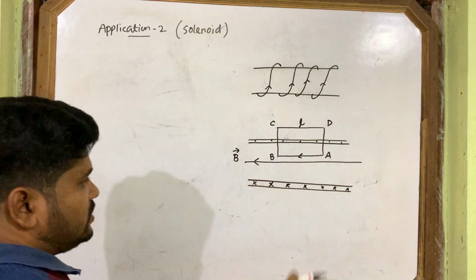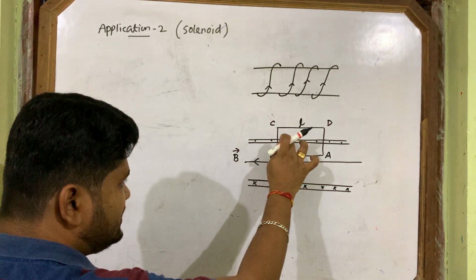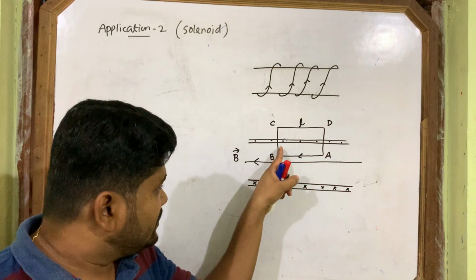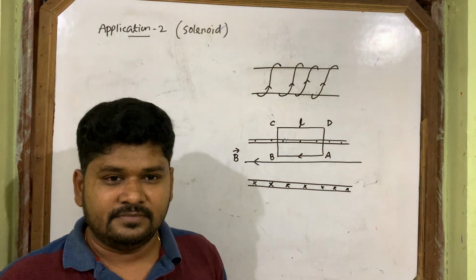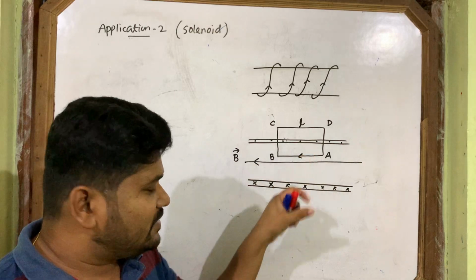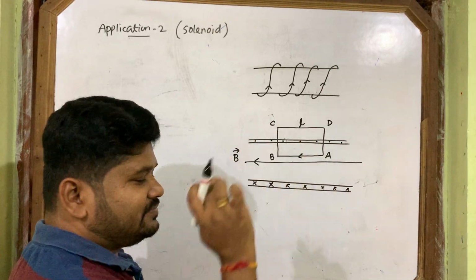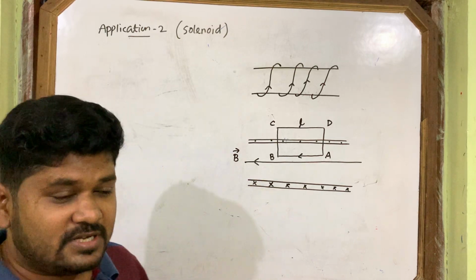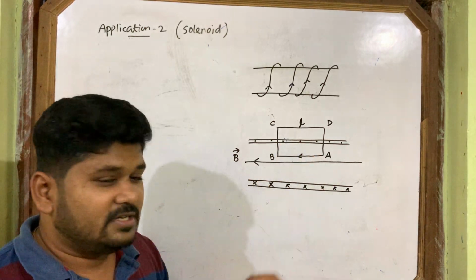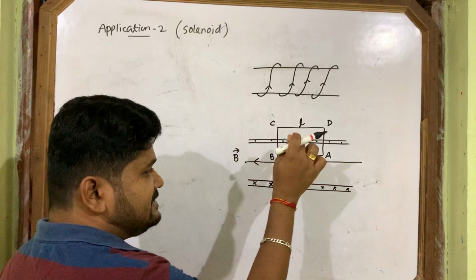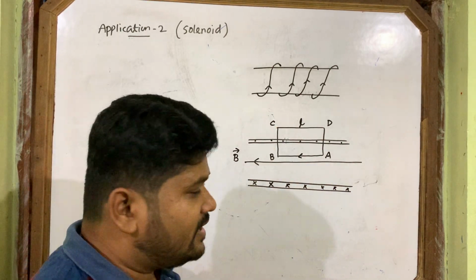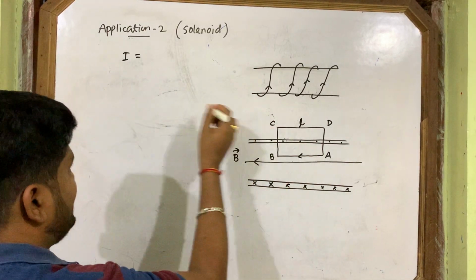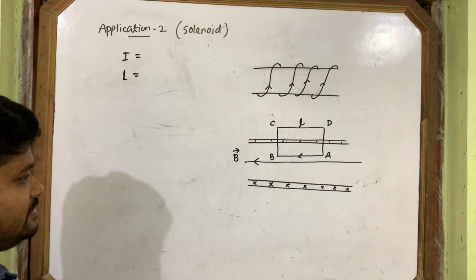And how many total turns are enclosed by this loop? Because that is important. If you see the actual figure, 1, 2, 3. In 3 turns, current enters inside the loop. Can you mark it? Because the current enclosed by the loop is important for us. I is the current that passes through each turn, and L is equal to the length of the Amperian loop.